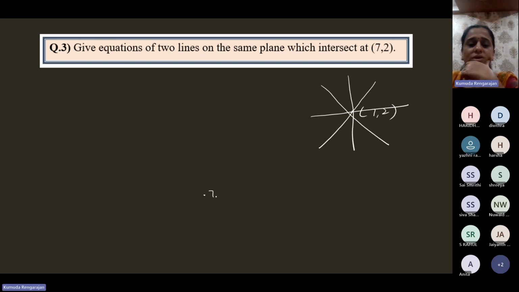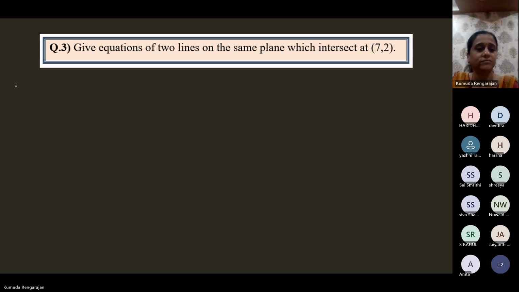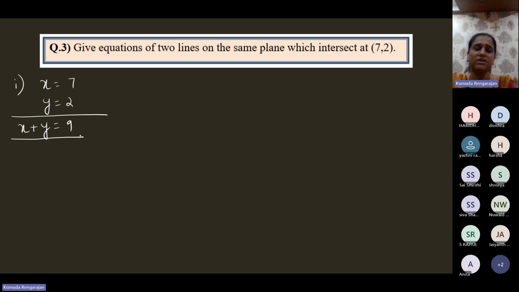Through this point 7, 2, we know infinitely many lines pass. Now you cannot write the equations of all those lines, right? So of those infinitely many lines, you are asked to write the equations of any two lines that pass through this point 7, 2. So how do we do that? Right, x is equal to 7, y is equal to 2. Add the two equations. X plus y is equal to 9. This can be one equation.